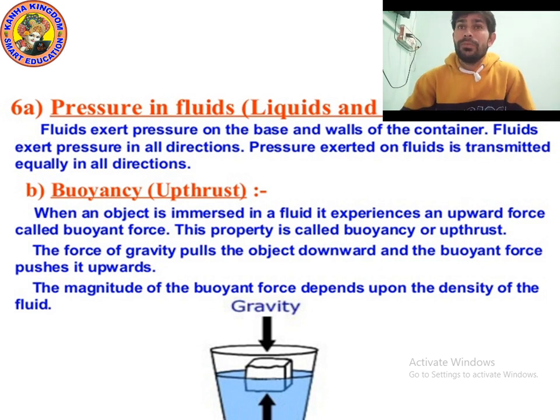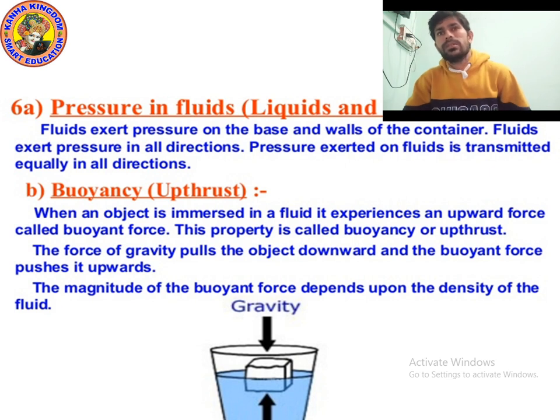Thrust is the force acting on an object which acts perpendicular to the surface. And what is pressure? Pressure is the force acting per unit area, or you can say thrust per unit area. So the pressure formula will be thrust upon area.